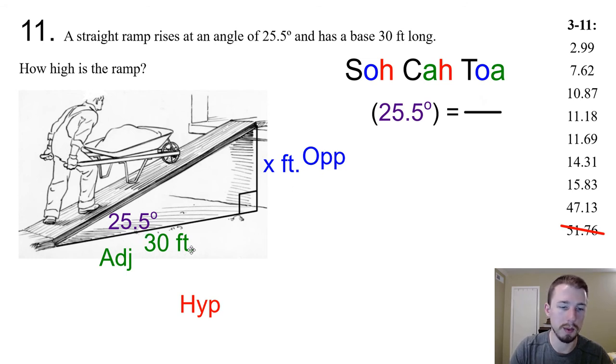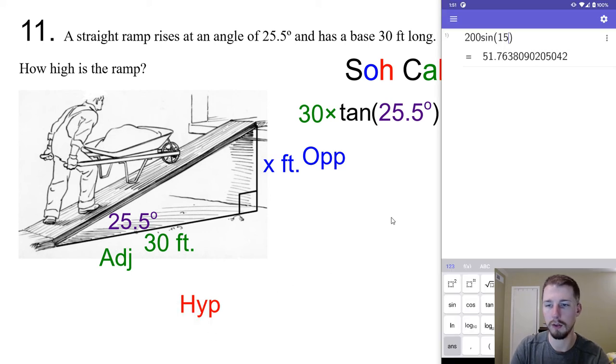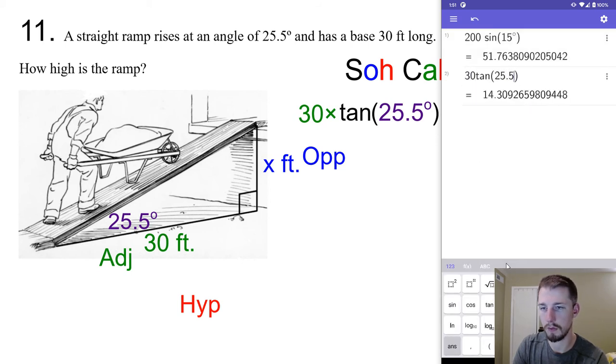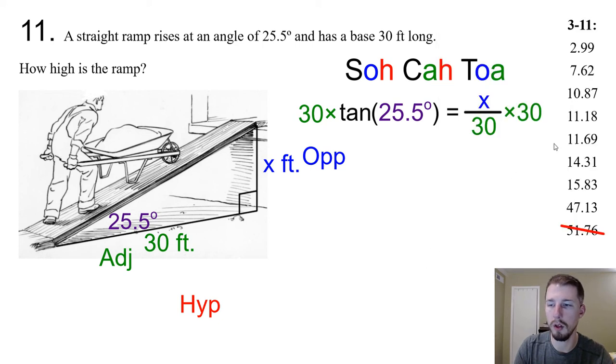So we are relating the opposite and adjacent, which would be the tangent function. So tangent of 25.5 is equal to x over 30. And then to get rid of the 30, we have to multiply both sides by 30. That's going to leave us with just the x by itself in this case. So I need to put in the calculator 30 tangent of 25.5, which is 14.31. So we can cross that one out on our answer bank as we go. That's how we know that we did it right.